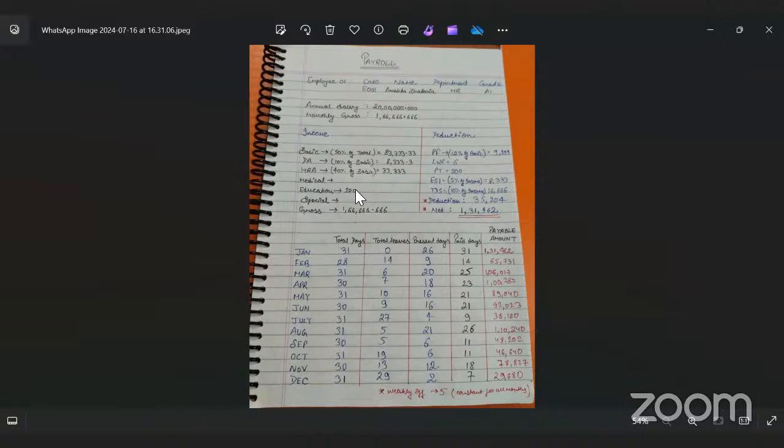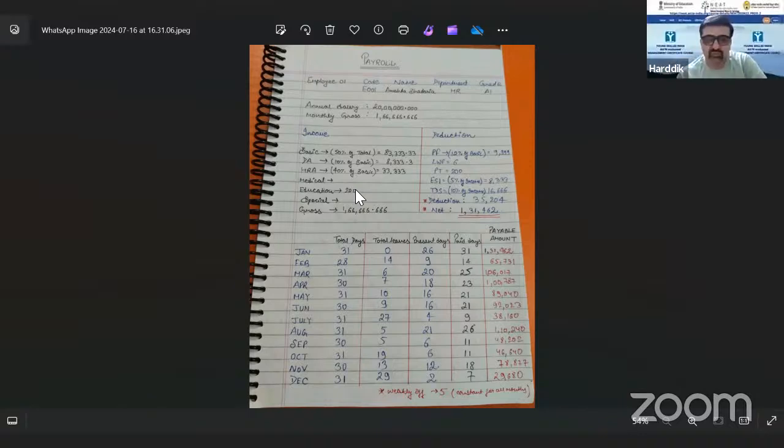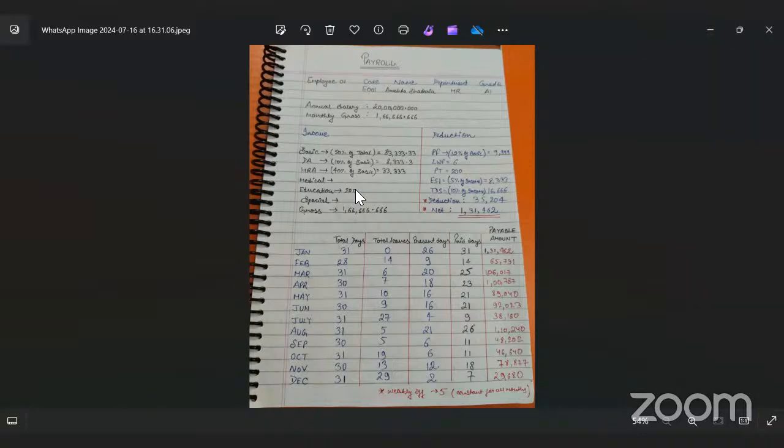So 1,25,199. ओके. अब rest amount को 1.66 में से माइनस करो. Okay, sir.